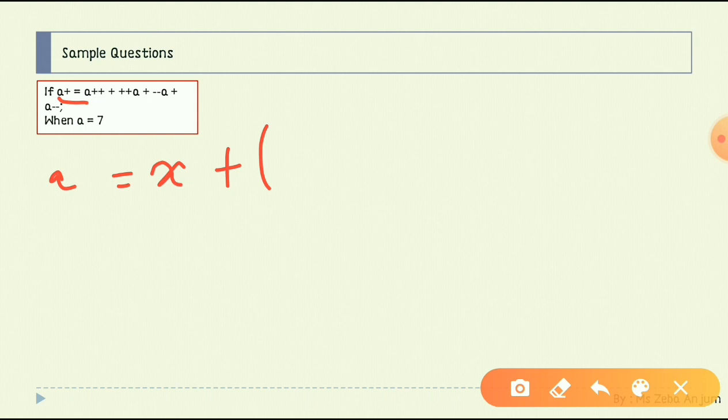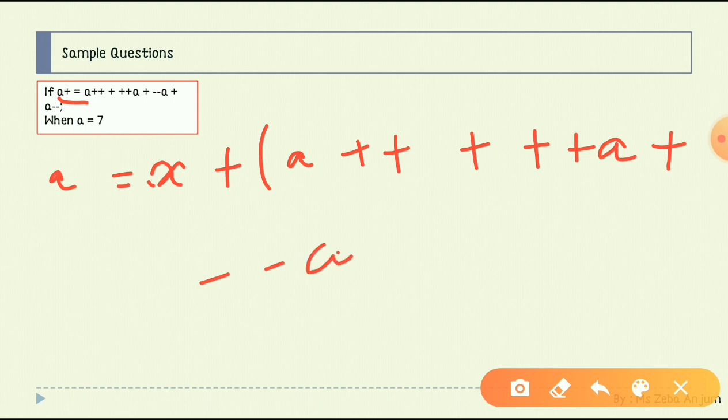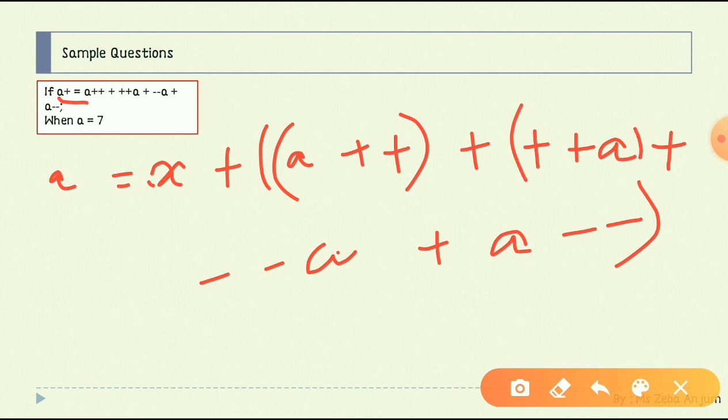Now let us try to write down this whole expression: a plus plus, plus, plus plus a, plus, minus minus a, plus, a minus minus. This is your expression. Yes, now this is your post increment, this one is your pre increment, this one is your pre decrement, and this one is your post decrement expression. Now let us try to put the values in it. The value of a is 7.